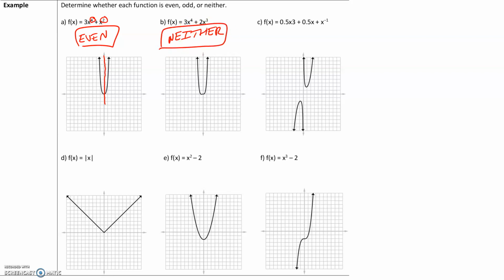And you can see it on the graph too. It kind of looks like it's reflected, but if you look at the distance here, it's not the same on both sides, so it's not a mirror image on both sides of the y-axis. So this one is neither.